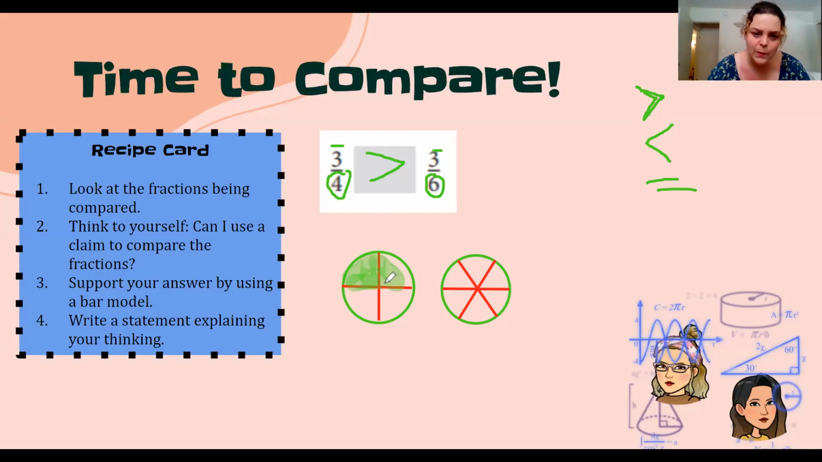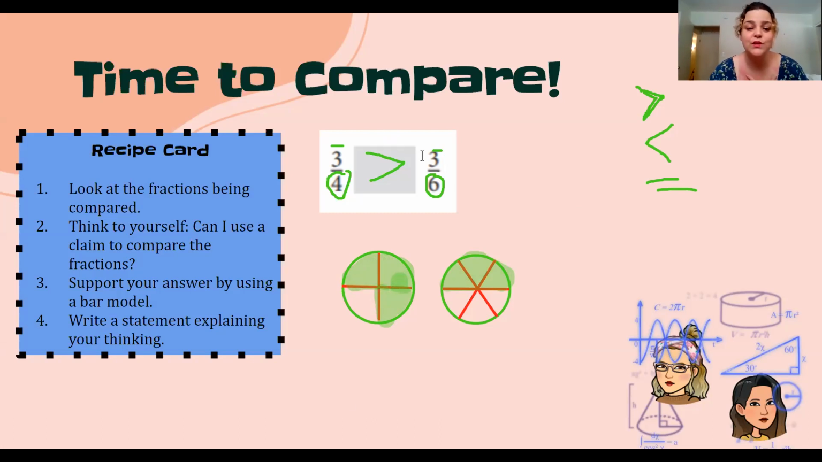So that's 1, 2, 3. And then here, 3 out of the 6 need to be shaded. Okay, so would I rather eat 3/4 of a pizza or 3/6 of a pizza? I'm looking at my fractions and I definitely would rather eat, if I'm really hungry, 3/4 of a pizza. I can clearly see that 3/4 is larger than 3/6.